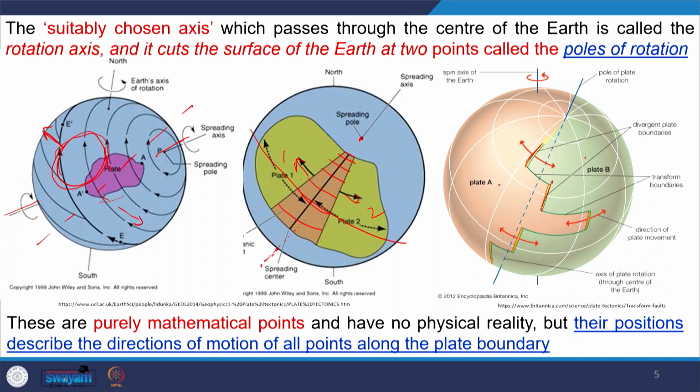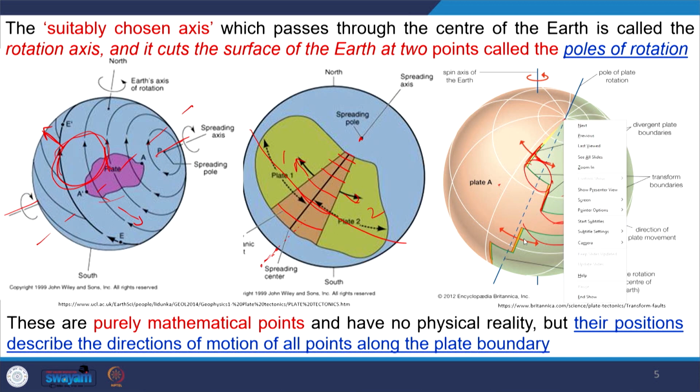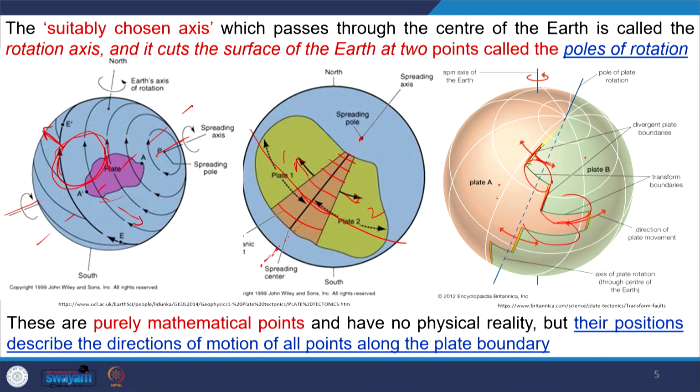Similarly, it is plate A and it is plate B. This plate A and B are moving, and this is the divergent plate margin, this is the divergent plate margin, this is the transform fault. How much separation there will be among different plates along this boundary will be defined from the position of the Euler's pole and the Euler's equator. Around the equator, the separation will be maximum, at the pole the separation will be minimum.